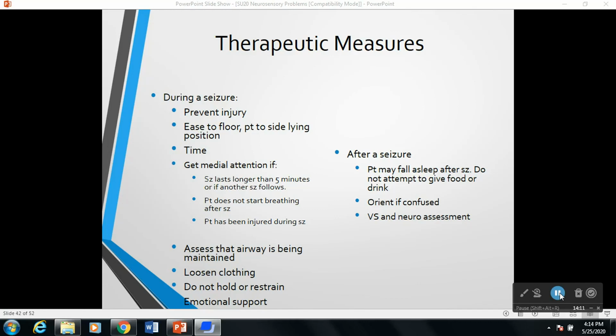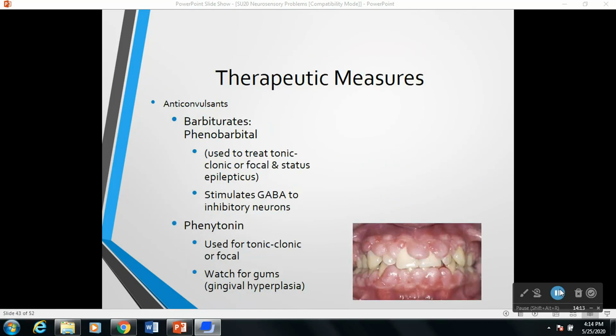For anticonvulsants, barbiturates, which are also called phenobarbital, are used. These are used to treat tonic-clonic or focal seizures and status epilepticus. Remember at the beginning of the lecture when I said there are two different types of neurons, the excitatory and the inhibitory. Phenobarbital works as an inhibitory. So if the inhibitory neuron has been damaged, that's why phenobarbital is used as an anticonvulsant, so it can stop the excitement of the neurotransmitters.